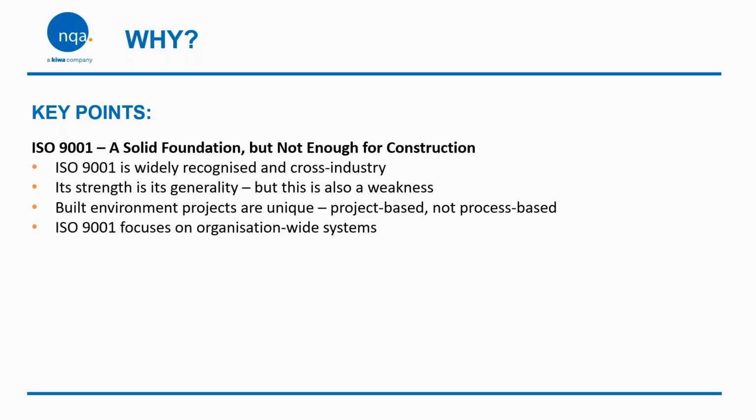When we talk about the built environment, it's very complex. There are high-risk activities, lots of stakeholders, bespoke deliverables. ISO 9001 was written primarily for organisations with wide process controls in mind. But in construction, each project is like its own wee organisation. You have your own risks, your own teams, deliverables, and life cycle. So while 9001 provides a good backbone, 99001 provides some reinforcement to this.